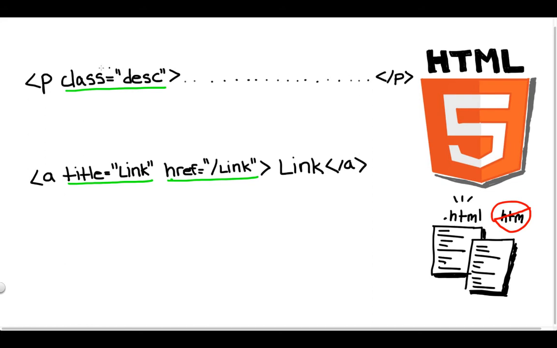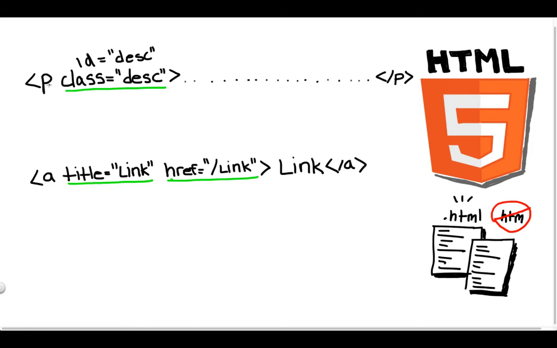The first we have up here is a class attribute, and this could also be an ID attribute. So ID equals description. And these can be whatever you want. So you can name classes and IDs whatever you want as long as they don't start with a number, I believe. And what this allows us to do is it gives the person reading our HTML a little bit more information about what is inside of this paragraph tag. And secondly, we can access these classes and attributes in CSS using specific selectors.